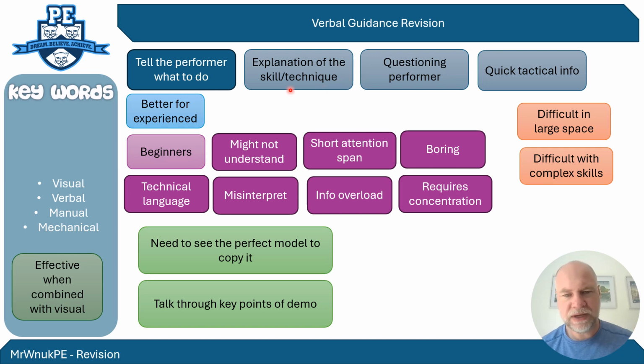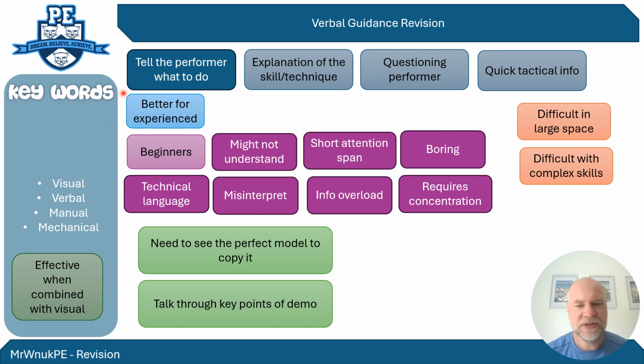point would be to explain the skill or technique, but it could also be things like questioning the performer. It doesn't have to be before the event, it could be during a skill, so you could use it at a more elite level, or in a game scenario where you're providing quick tactical information. It might be moving positions on the pitch or on a court or something like that, where you're giving quick tactical or positional information across.